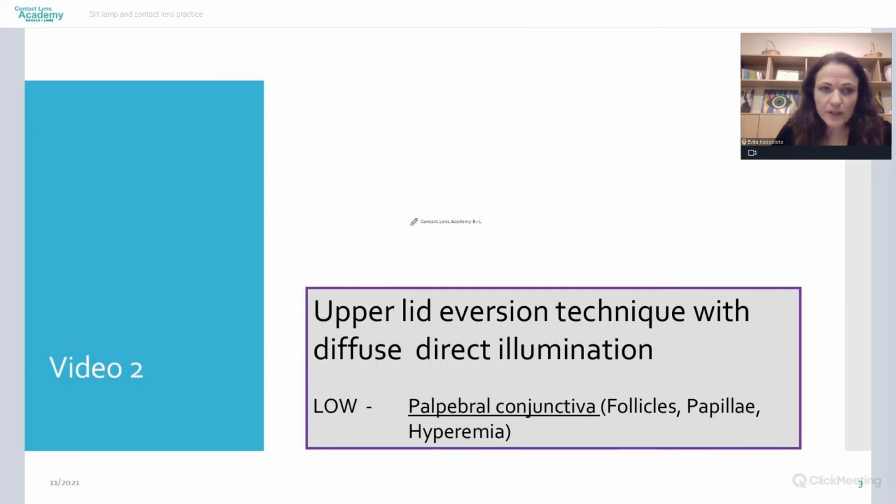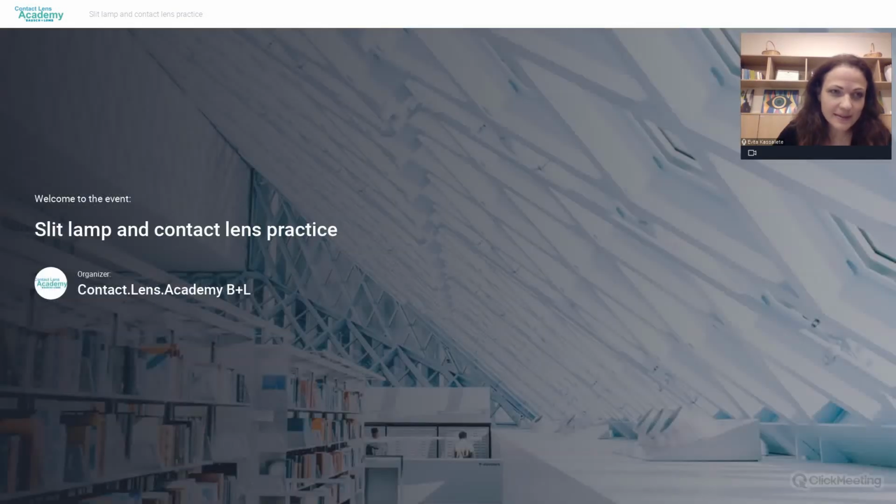We look at the second video, which shows the upper lid aversion technique with diffuse direct illumination. There you can see how to avert the lid, maybe not in such good technical quality, but maybe it's useful for somebody.